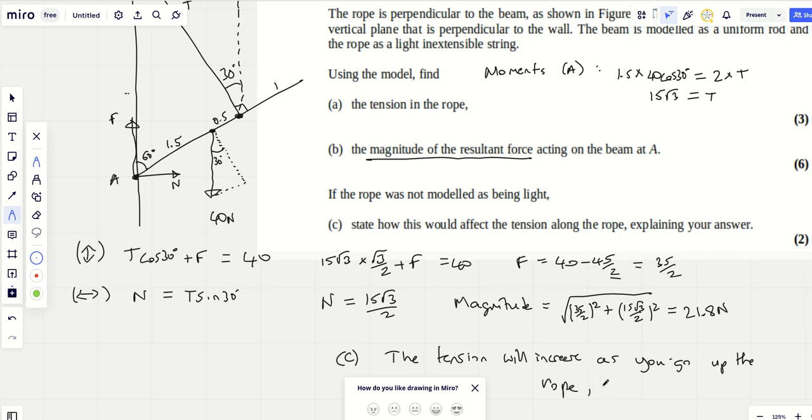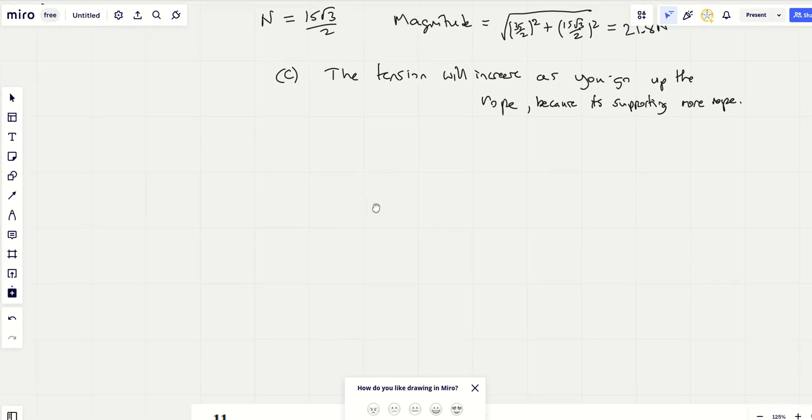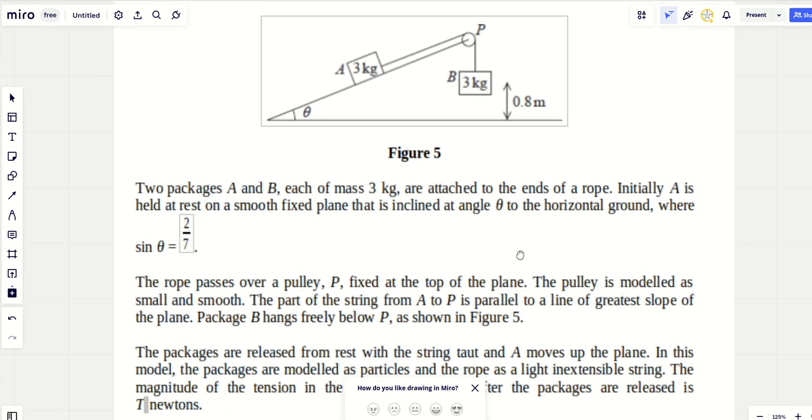And yeah, the more obvious way of pointing that out is because it's supporting more rope. So the tension would be variable along the rope, which is actually what happens in real life. This is why these models are not perfect. Okay, last one. Let's do it.